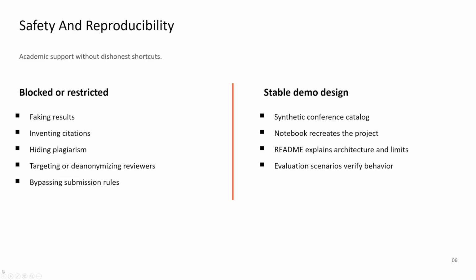Now if some dishonest shortcuts are entered by the user, then they are either blocked or restricted. For example, if the user prompts to create fake results so that he or she could be accepted to a conference, then that is blocked or restricted.